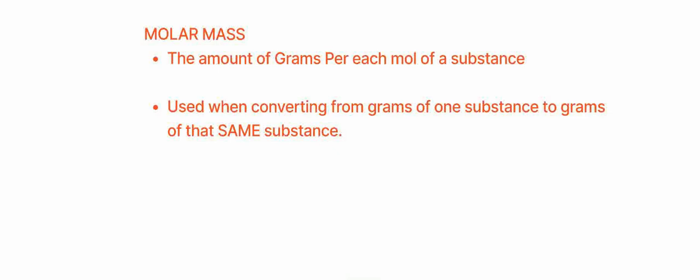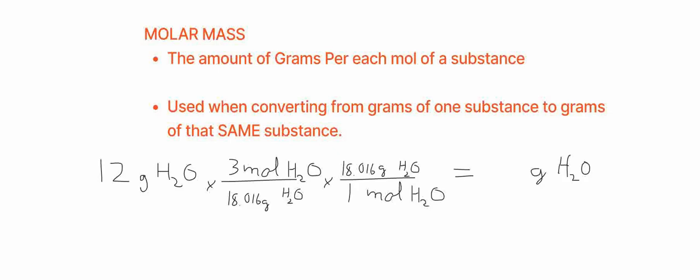Let's start off by looking at an example. So let's say we have 12 grams of H2O. And now we want to convert these 12 grams into the grams within 3 moles of H2O. So what we're going to do is start off with our 12 grams, then we're going to multiply by 3 moles of H2O, since that is what we now have.